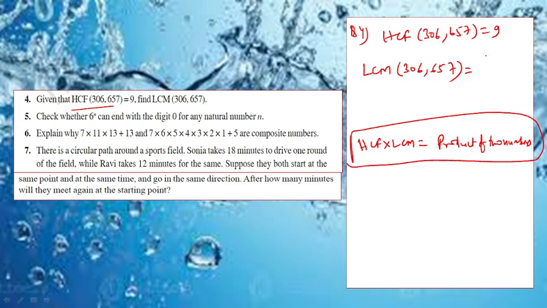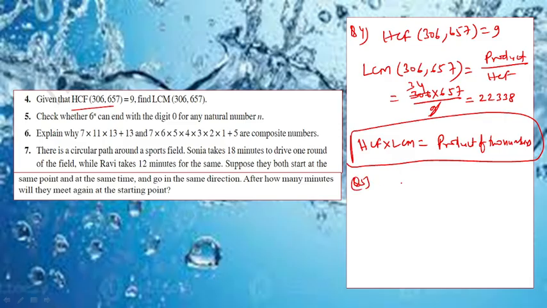So here LCM is the product of two numbers divided by HCF. So this will be equal to 306 into 657 divided by 9. So 9 3s are 27, 9 4s are 36. So 34 into 657 will be giving to us 22338. Okay, right.